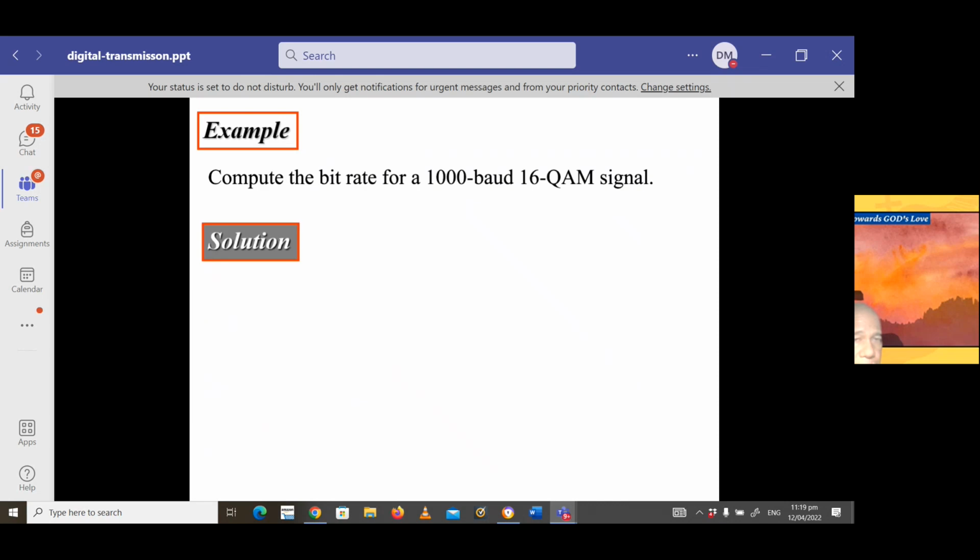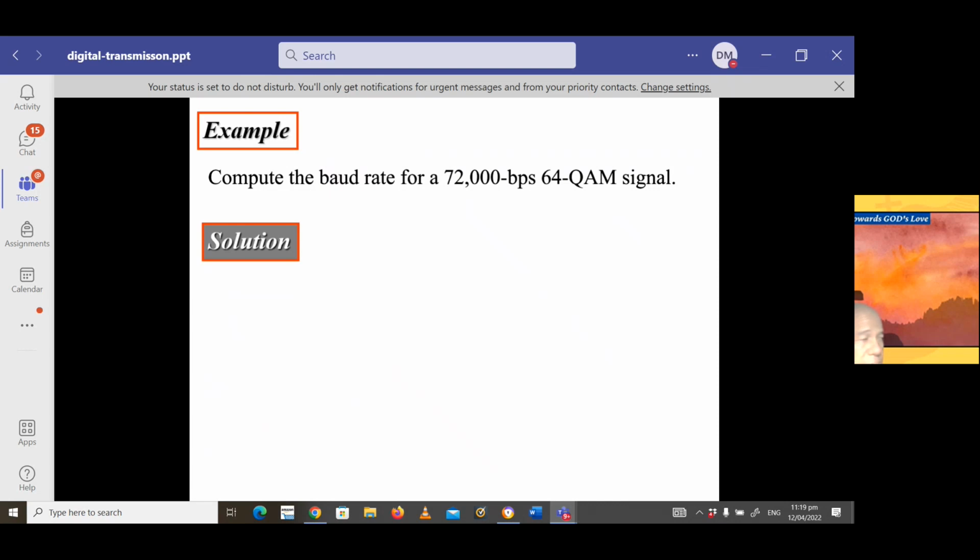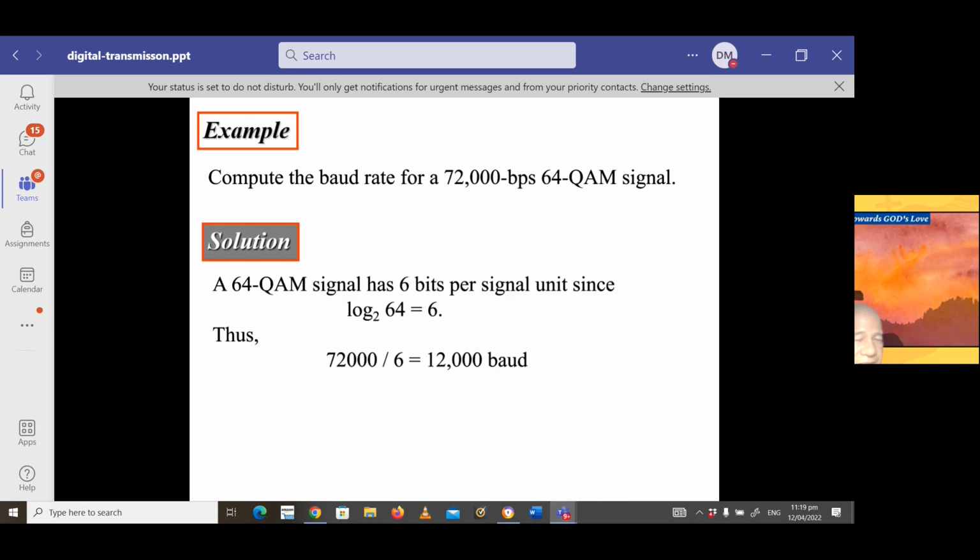For the bit rate for a 1000 baud, 16 QAM, this is 2 raised to 4. So 1000 times 4 is 4000 Mbps. 64 is 2 raised to 6. Tama, 2 times 2 times 2 times 2 times 2 times 2 is 64. Okay, 12,000 naman siya.